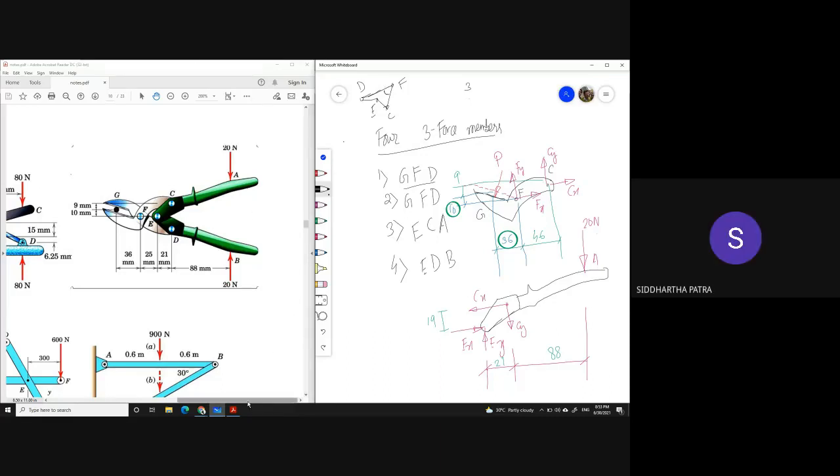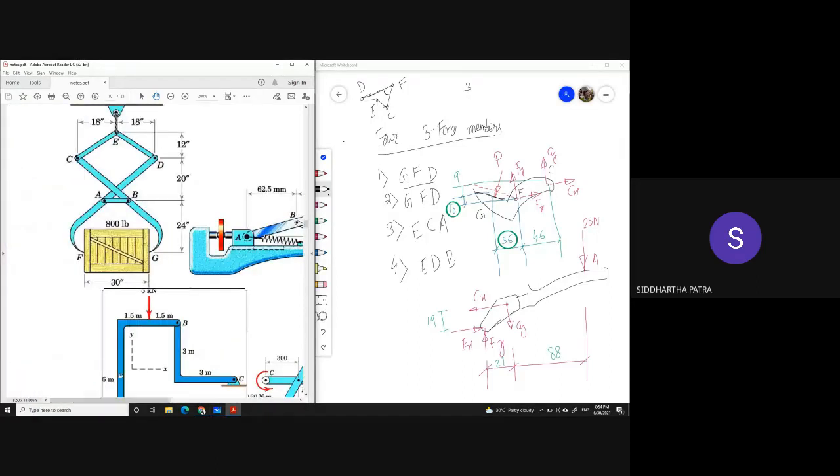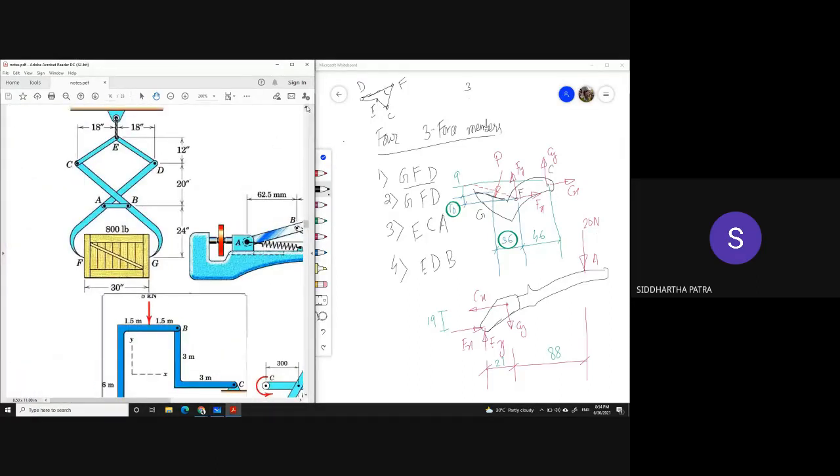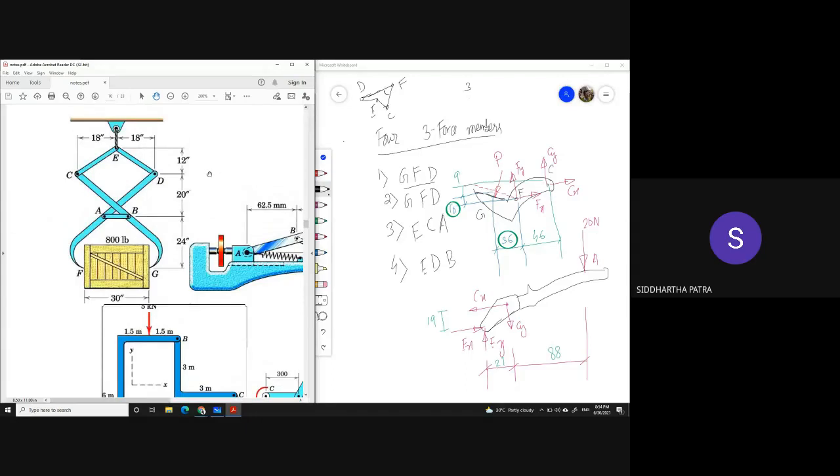Okay, so just try your hands on this problem. Acha. Now let's look at the first problem right here. Of course, it is in the British system. In this problem, can you identify the two force members? There are actually three two force members. CE is a two force member, ED is a two force member, and AB is a two force member.